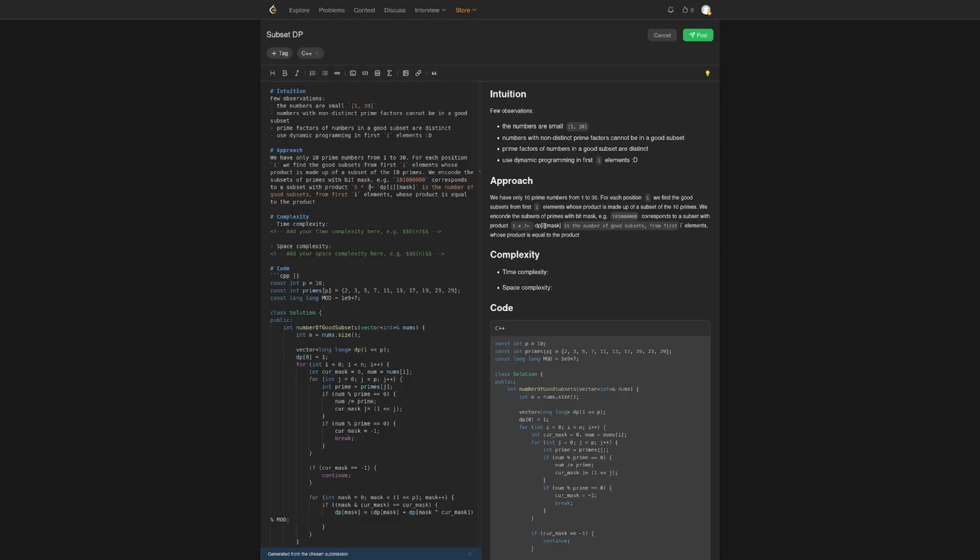No, that's not, okay, forgot that, so that is 35. Let dp[i][mask] be the number of good subsets from the first i elements whose product is equal to the product of the primes that make up the mask.